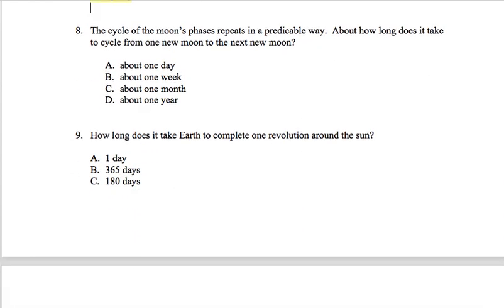Number 8. The cycle of the moon's phases repeats in a predictable way. About how long does it take to cycle from one new moon to the next new moon? A. About 1 day. B. About 1 week. C. About 1 month. D. About 1 year.